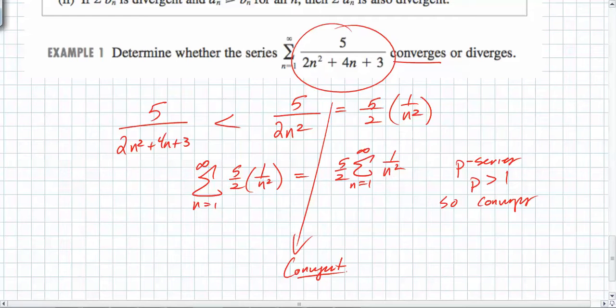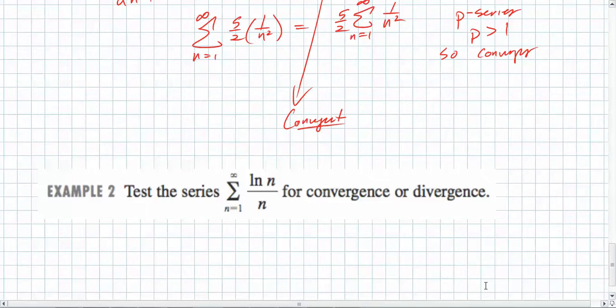Does that make sense? We just showed that every correlated piece is less than every other one, and therefore we know that this one has to converge. Okay, what about this one? This one looks fun.